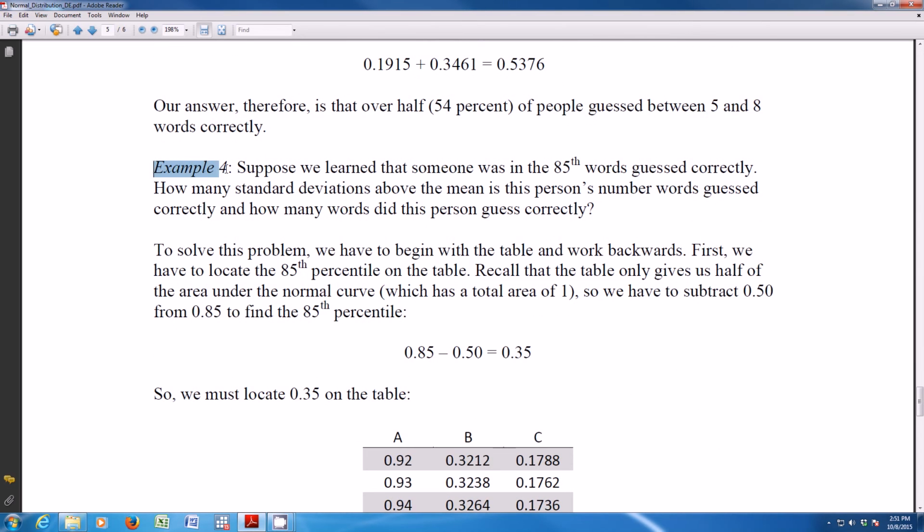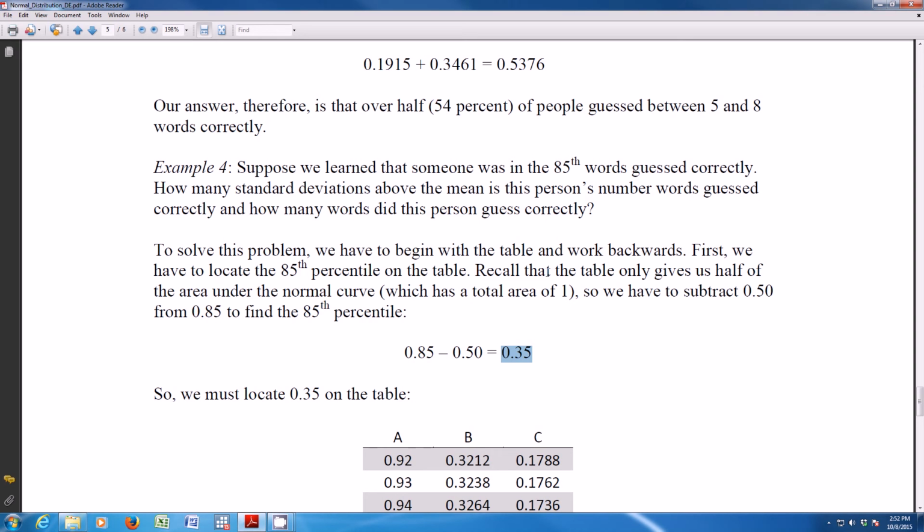As a final example, suppose we wanted to know how many words somebody guessed correctly if that person was in the 85th percentile. Now to answer this question, we actually have to work backwards. We're going to have to solve for y in the z-score formula. But first we have to figure out what z-score corresponds to the 85th percentile. And in order to do that, we have to keep in mind that our table only shows half the area under the normal curve. And so we have to subtract out the areas below the mean because they're not accounted for in the table. And so if we take 0.85, our 85th percentile, and we subtract the area below the mean, or half the area under the normal curve, we're left with 0.35.